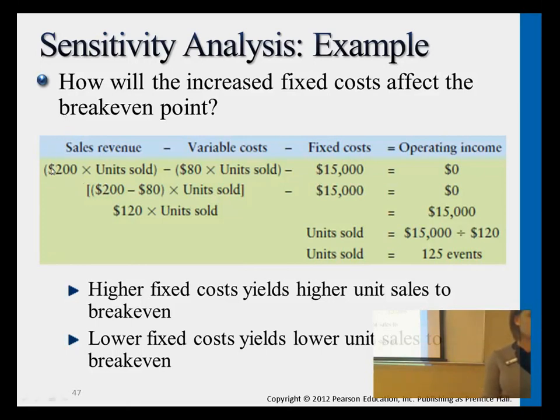So right now we have $200 per sale, and we have variable cost at 80, right? We calculate the same way, but fixed cost right now is 15,000. Okay, that's the major difference here. So we calculate the same way as we usually do. We have $120 multiplied by units sold, and we move our fixed cost to the right, and here we go. We calculate our break-even point to 125 units. Okay? So your higher fixed cost yields higher unit sales for break-even.